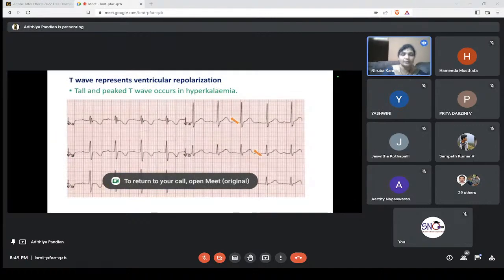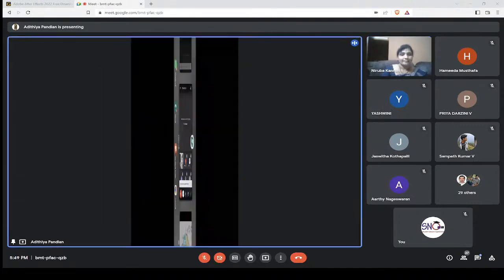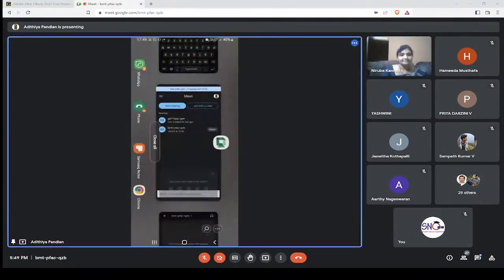There's a tall peaked T wave in hyperkalemia.